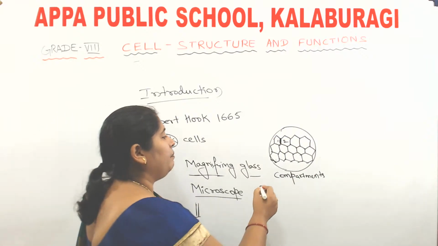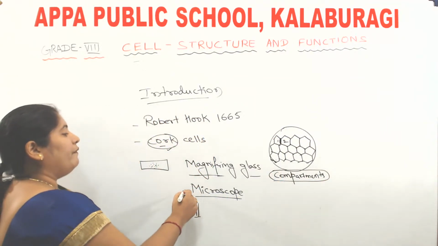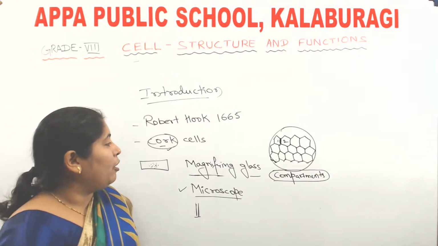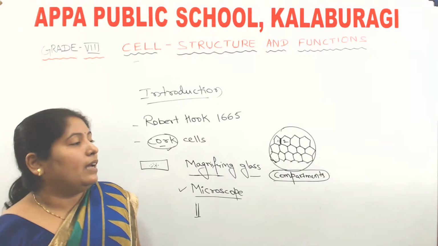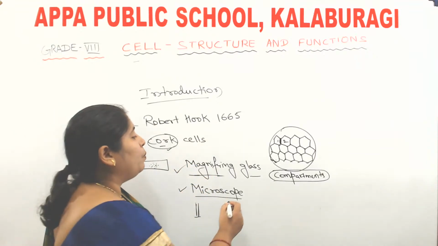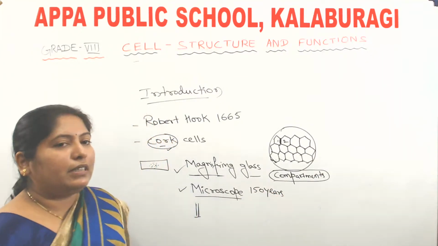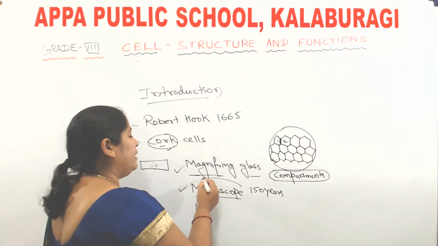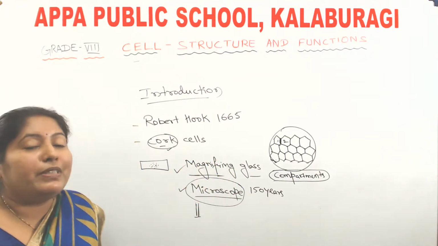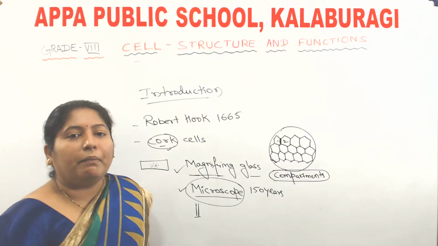So he named them compartments only, because at that time the microscope had not yet been invented. After the observation of these cork cells under only magnifying glasses, around 150 years later, when the microscope was invented, scientists again started observing different cells and different types of objects under the microscope.